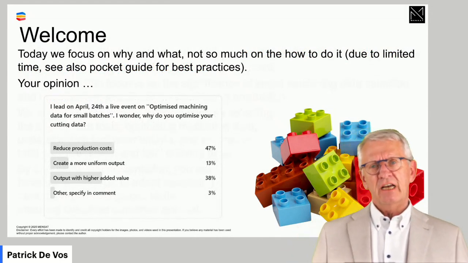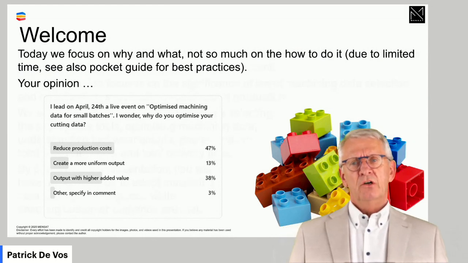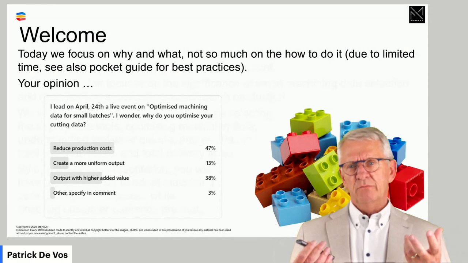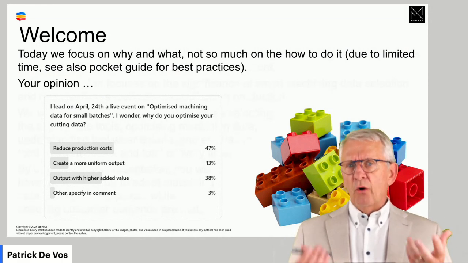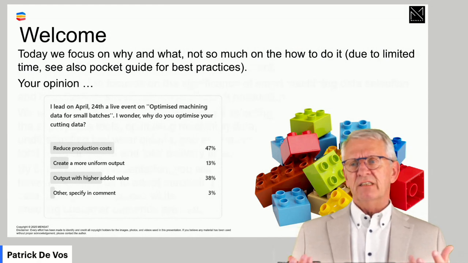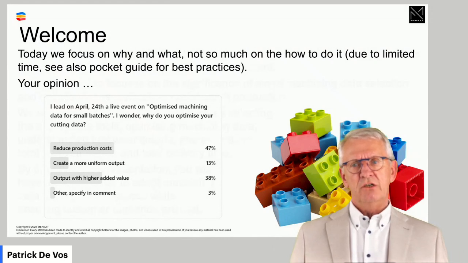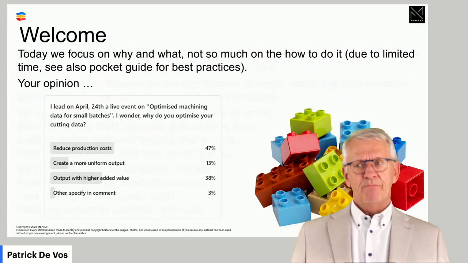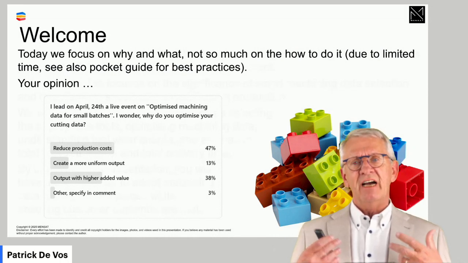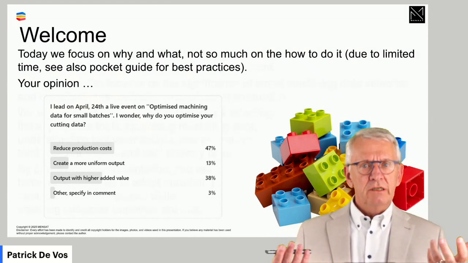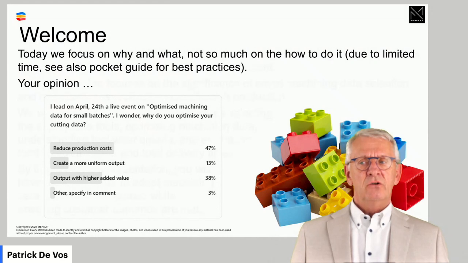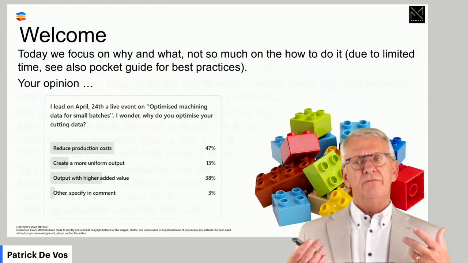In preparation for this, I launched a couple of weeks ago on LinkedIn a kind of poll where I was asking people to give me their reason why they optimize machining data. They select and they optimize. Optimize is another word for improving. And the results you can see on the screen. Nearly 50% said that they use an optimization process to reduce production costs. The second biggest group, roughly 40% of the people, say it's to create output with a higher added value. Better quality, I suppose people understood by that. And only a minority said it's to create a more uniform output.